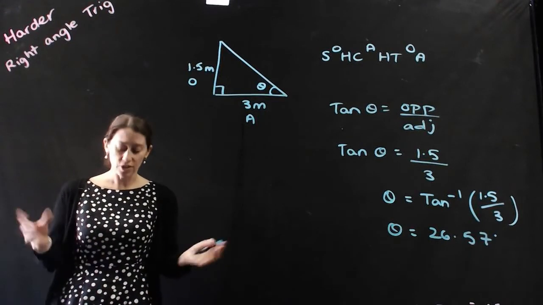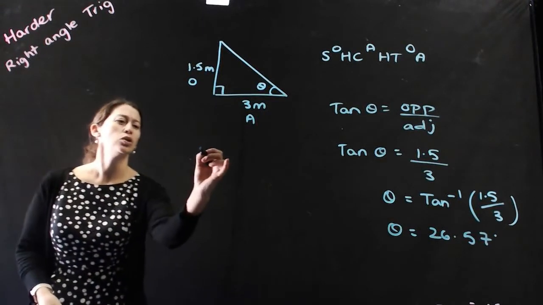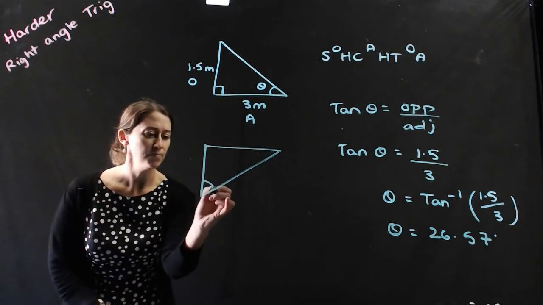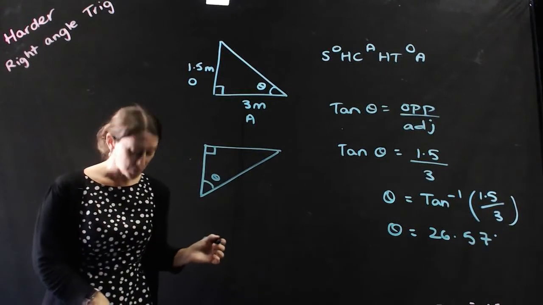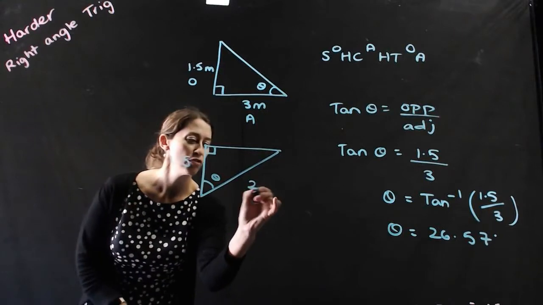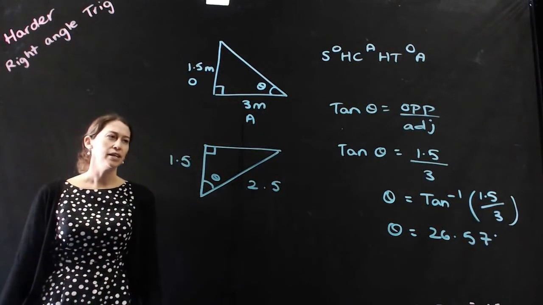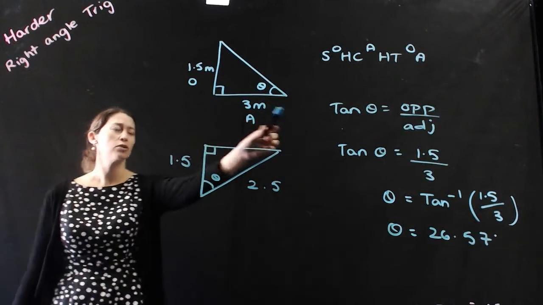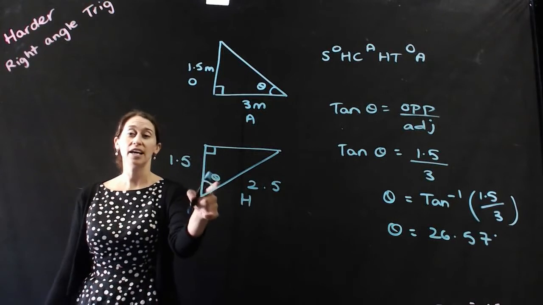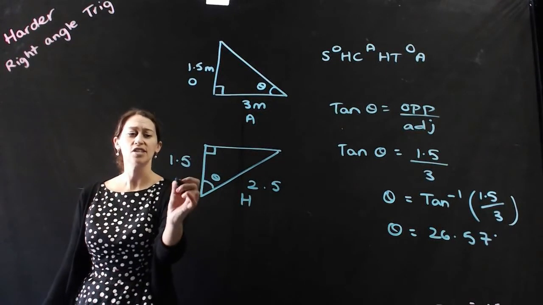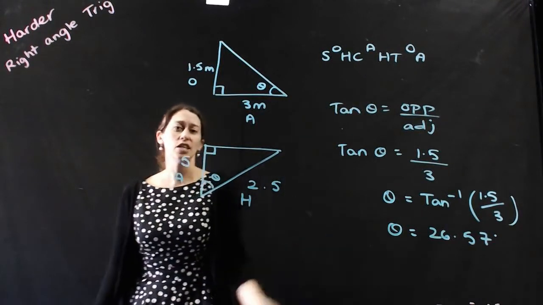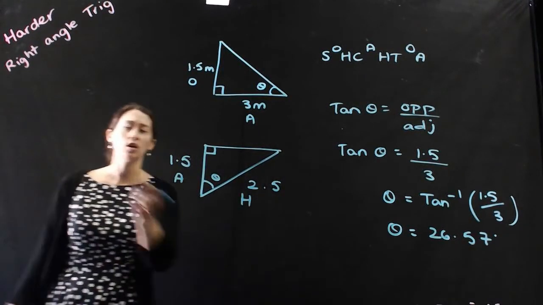Let's try one more where we're using a different ratio. Let's draw a second right angle triangle with an angle down here. And again, let's put some measurements on. I'm going to go with 1.5 and 2.5. And we need to find this angle here. So let's look at the word SOHCAHTOA up here. We have the hypotenuse in this case, and we have the angle here. So this is the adjacent side. Adjacent and hypotenuse is the cosine ratio. So I'm going to be using the cosine ratio.